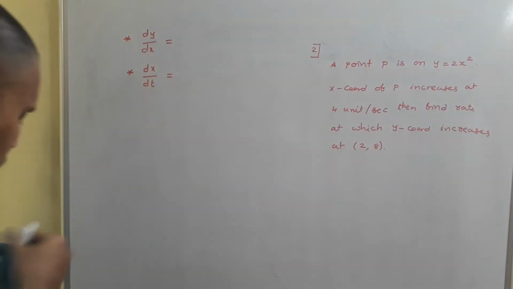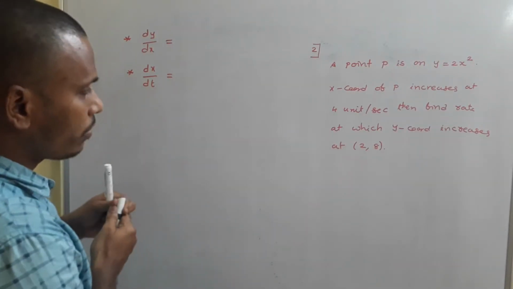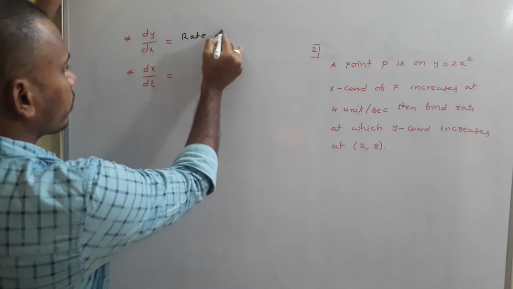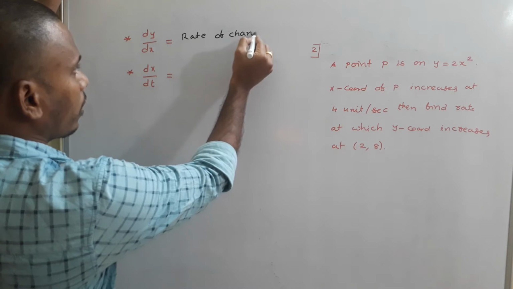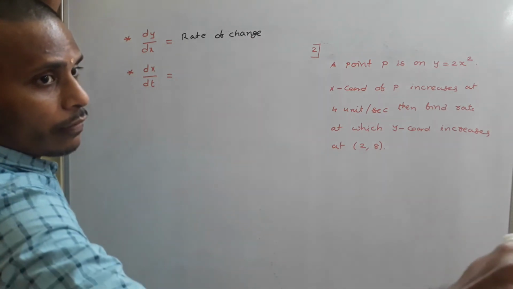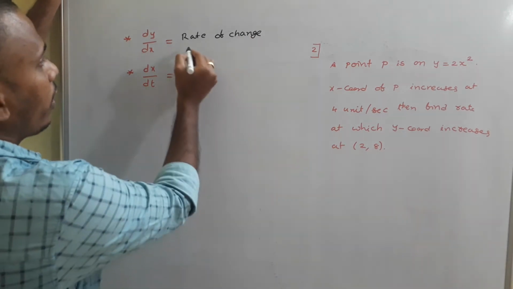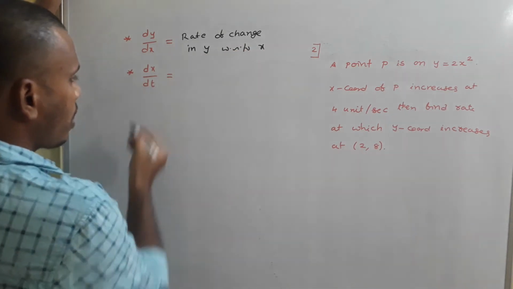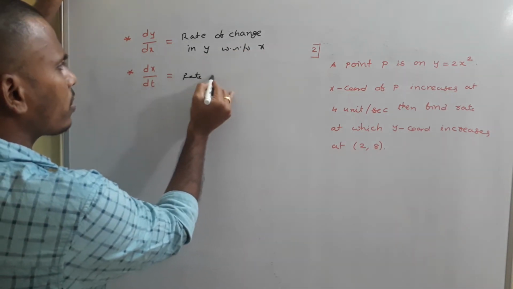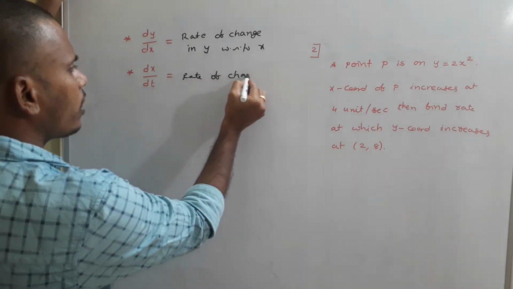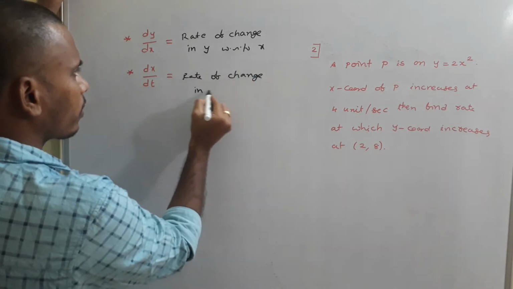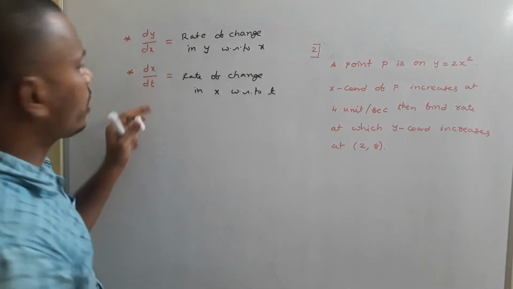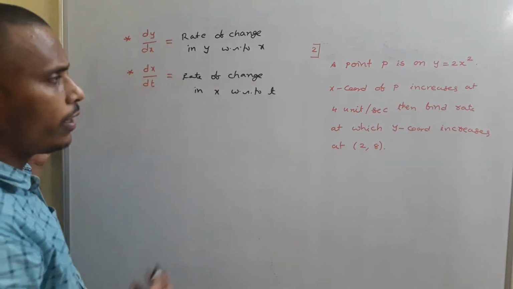As we discussed, dy by dx is simply the rate of change in y with respect to change in x, right? And in the same way, dx by dt is the rate of change in x with respect to t. This is dy by dx.